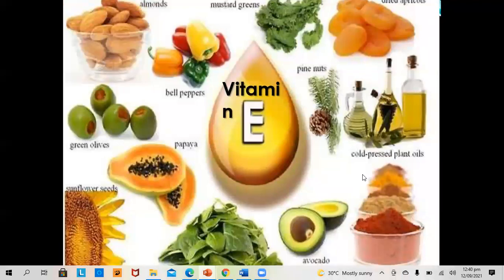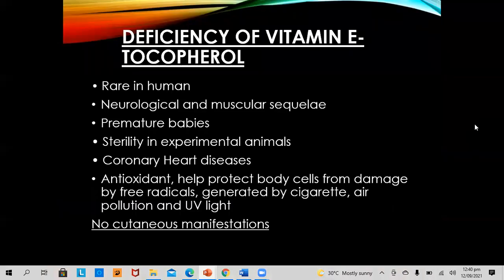Then comes vitamin E. Vitamin E is an important antioxidant which we find in almonds, in pine nuts, in pepper, in papaya, green olives, sunflower seeds, avocado, and cold pressed plant oils. Deficiency of vitamin E does not cause any cutaneous manifestation.